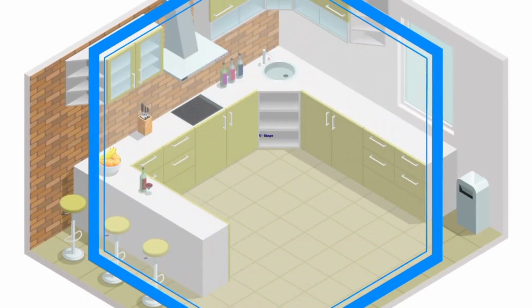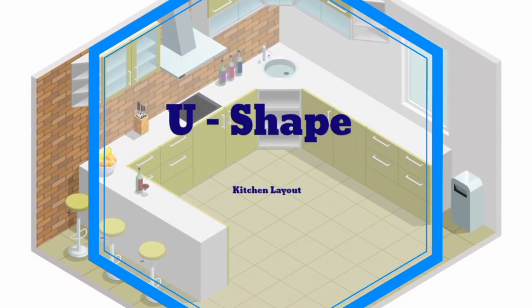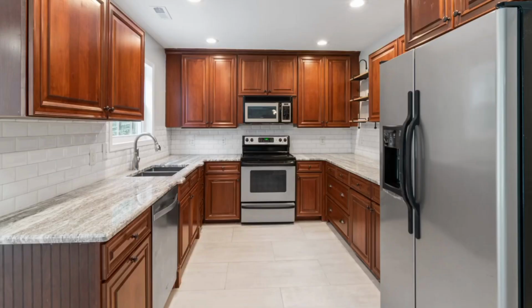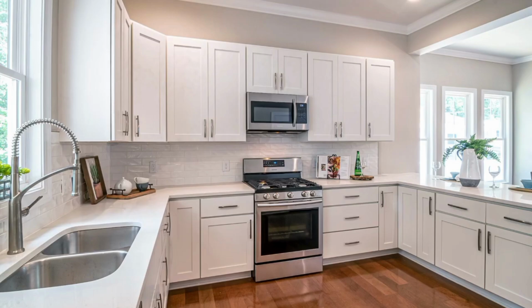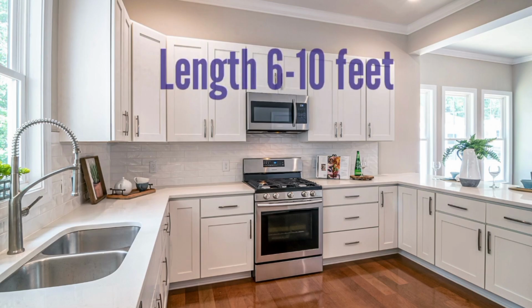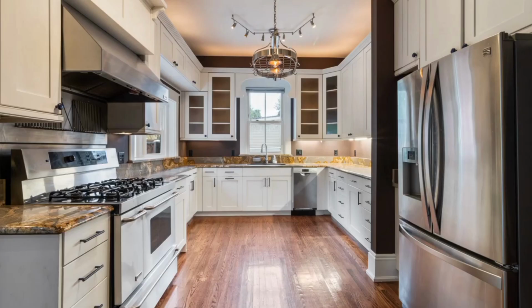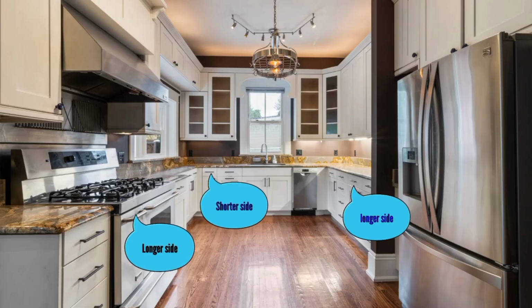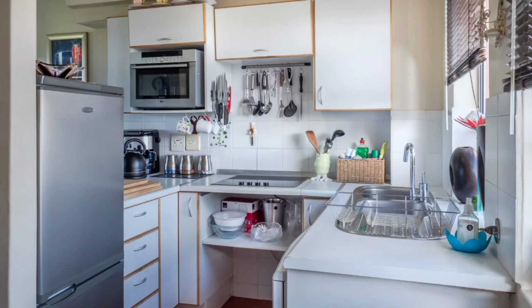Next one is U-shaped kitchen. U-shaped kitchen has 3 sections of countertop forming a U-shape. The length of each countertop section typically ranges around 6 to 10 feet. It is common for one or two sections of countertop to be longer than the other sections, depending on the specific needs and design of the kitchen.